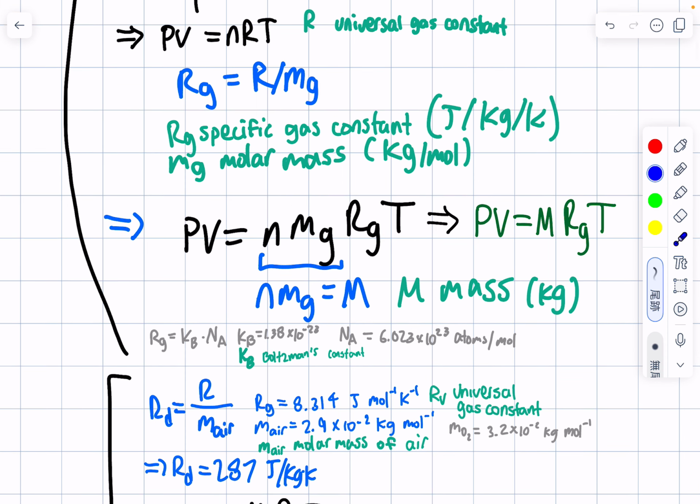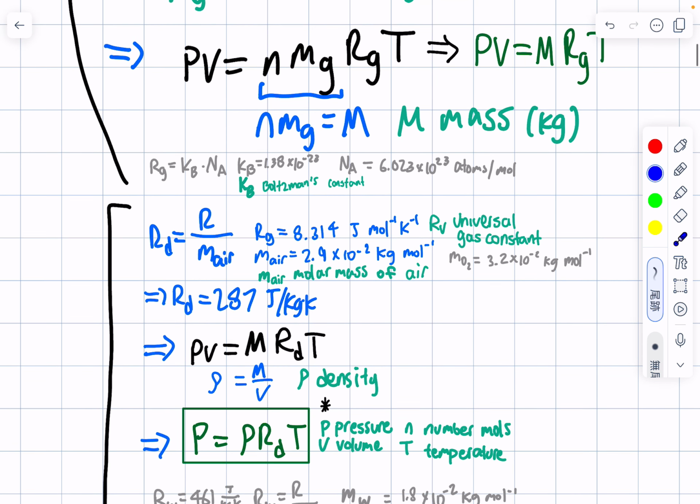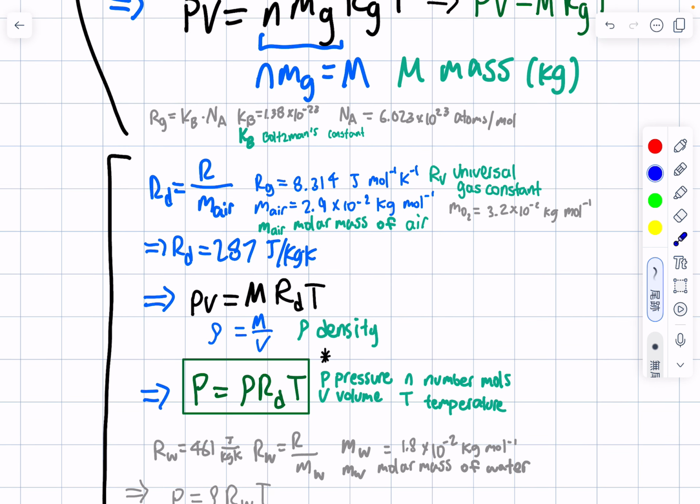And we can notice that mg times Rg is actually mass, because we have the number of moles times kilograms per mole. The moles cancel out, and we're left with kilograms. So that gives us the equation PV equals capital M for mass, Rg T. And this will be our equation of state, generally. But in atmospheric science, we're interested in Rd, which is the gas constant for dry air. So d stands for dry air.